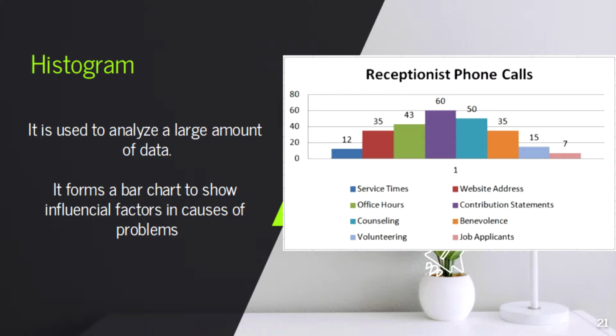So, what is the importance of histogram? A histogram is a popular tool to analyze a large amount of data. After analysis, it forms a bar chart to show influential factors in causes problems.